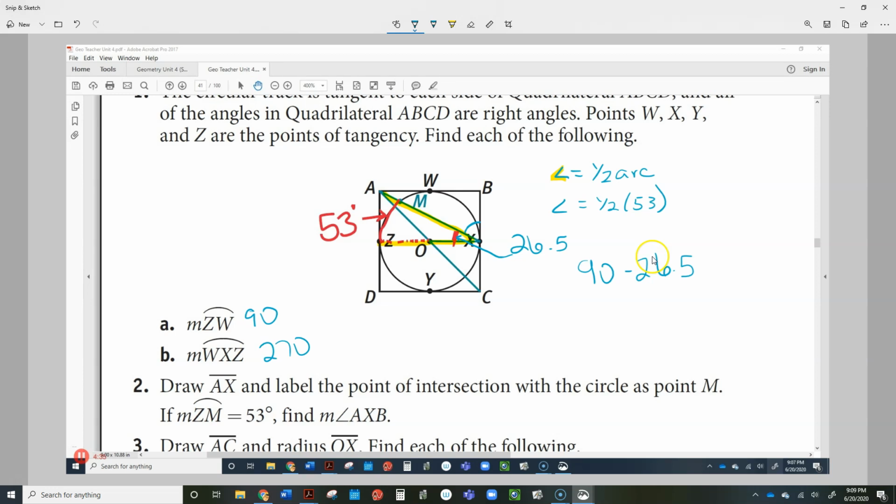So ZW was 90, and that one was 270. Find the measure of AXB. That one was 63.5. So this one right here is 63.5.